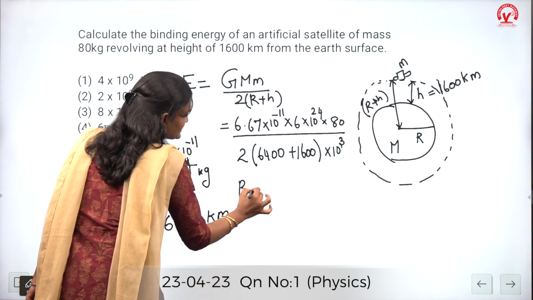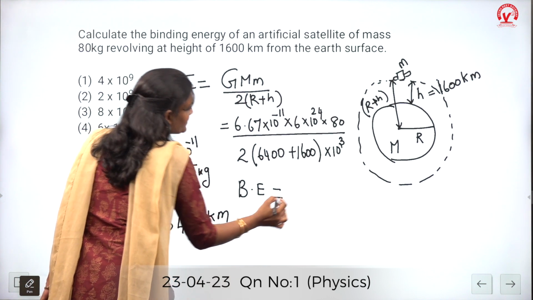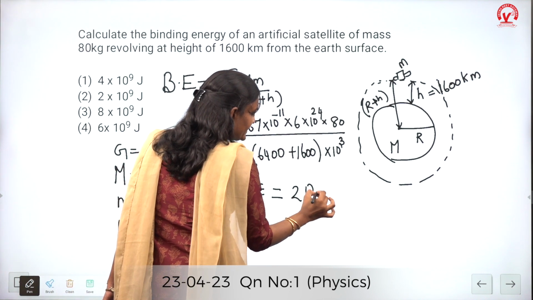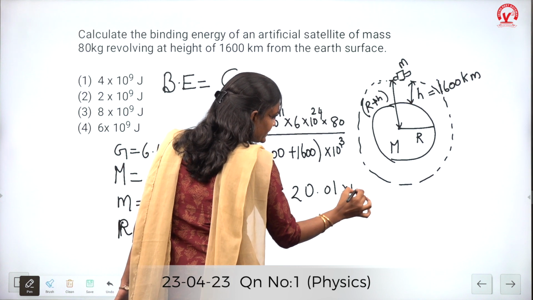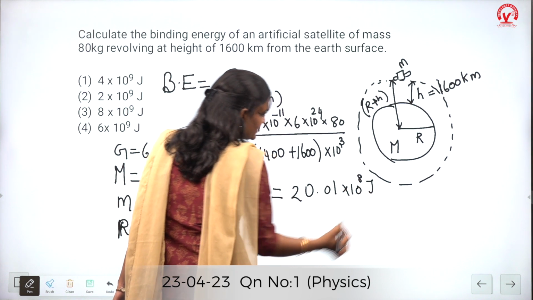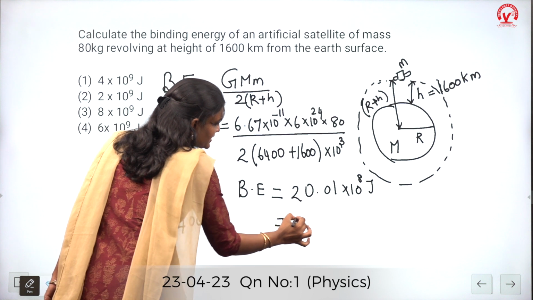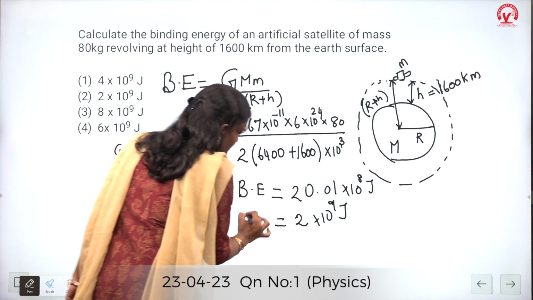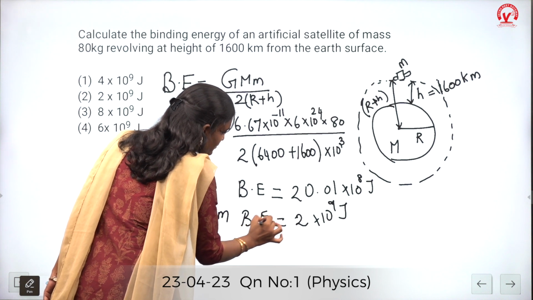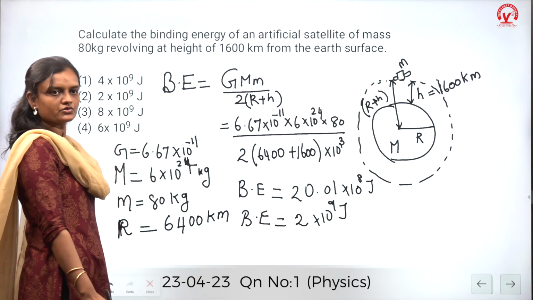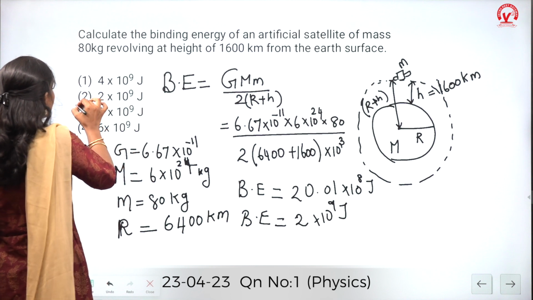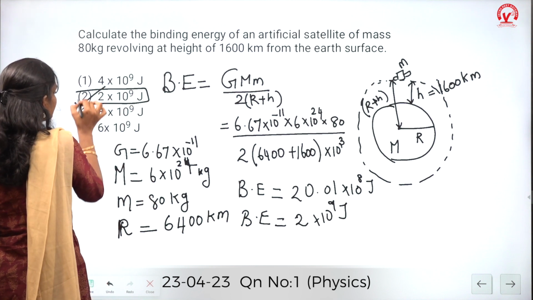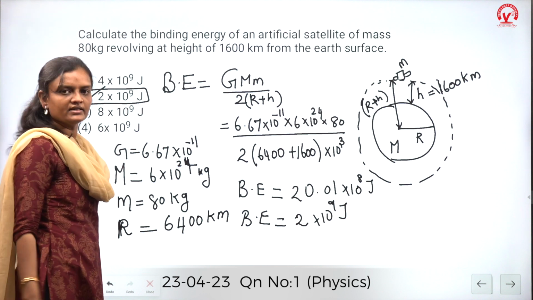Now, the binding energy, when you substitute these values, you will get 20.01 into 10 power 8 joule. And this can be written as 2 into 10 power 9 joule. So, the binding energy is 2 into 10 power 9 joule. So, the option is number 2, 2 into 10 power 9 joule.